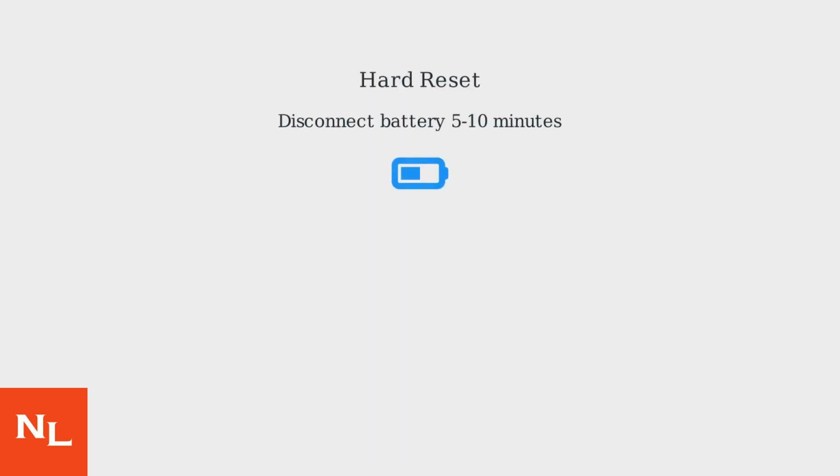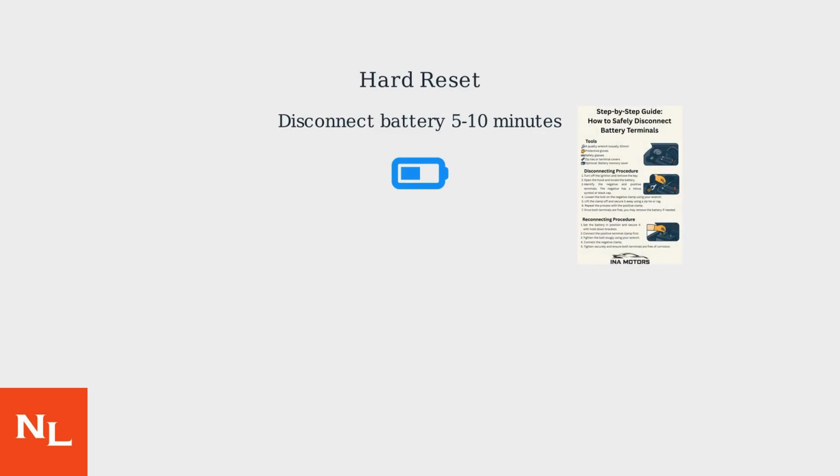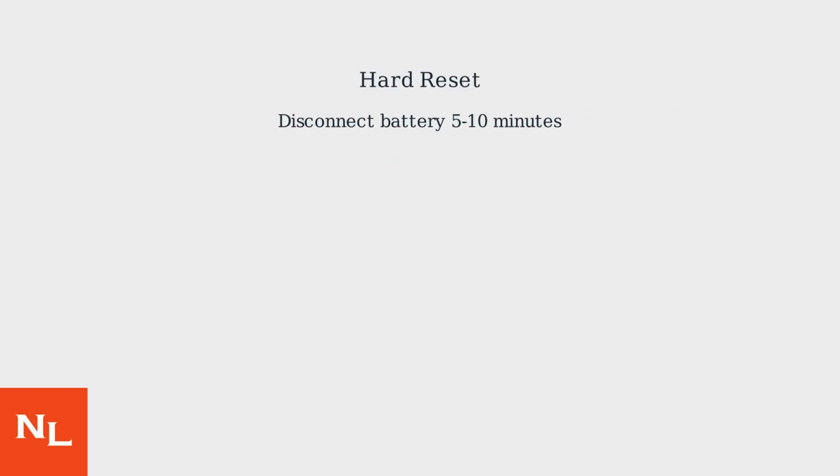If that doesn't work, try a hard reset by disconnecting the car battery for 5 to 10 minutes to reset the entire ECU and infotainment module. Be aware that this will reset any saved settings.